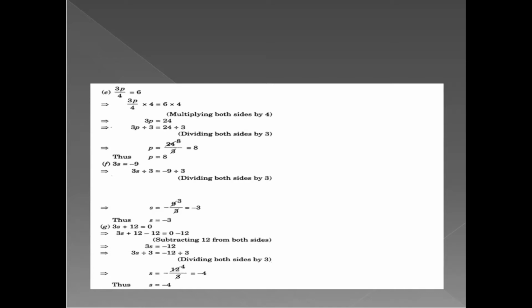Similarly, 3s is equal to minus 9 means 3s divided by 3 and minus 9 also divided by 3. We get s is equal to minus 9 upon 3. Answer is minus 3. You can solve G part like that. Moving to H part, 3s is equal to 0. So 3s divided by 3 and 0 also divided by 3. S is equal to 0 upon 3 is 0. Answer of S is 0. Similarly, I and J part you can try.